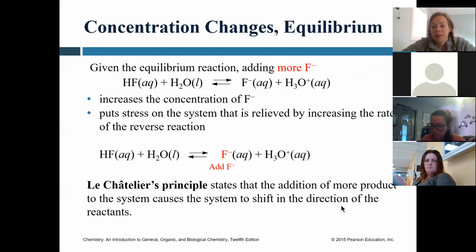Any guess on what would happen? You don't have to say it out loud, but what if we decreased our F minus? What if we drop that down? Now this level is higher than this level. We're going to rush in the forward direction.